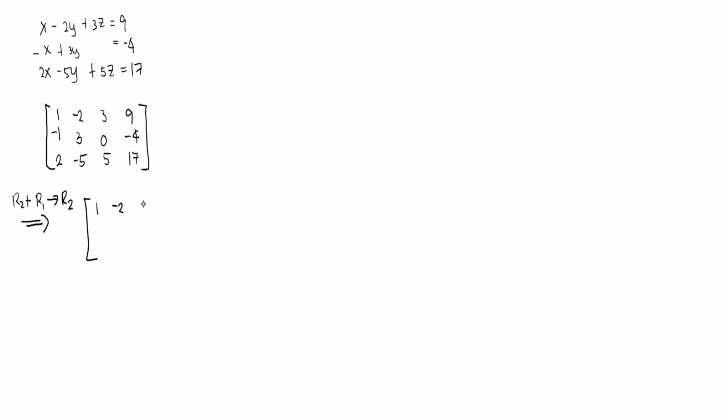We copy the first row. So we add, this becomes 0. It's negative 2 plus 3, that's 1. 3 plus 0, that's 3. And then 9 plus negative 4, that's 5. Again, we copy row 3.